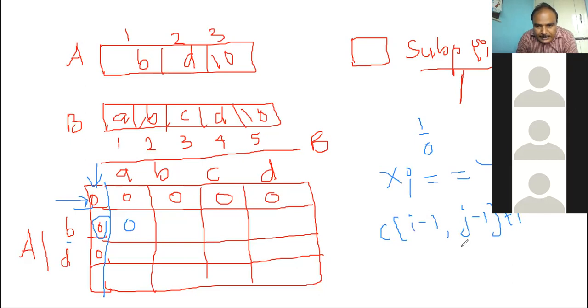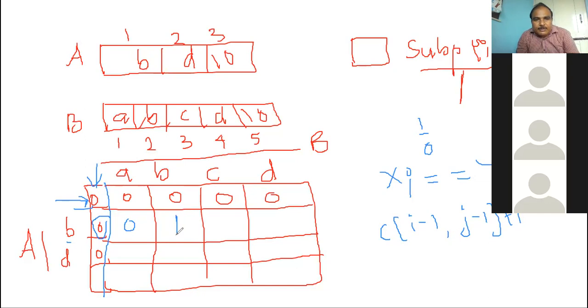Now please look at this. This is the diagonal element, the C of i minus 1, j minus 1, which means here. So take the diagonal element and add 1 to that. 0 plus 1 is 1. So 1 should be written here when there's a match. Okay, shall we continue?